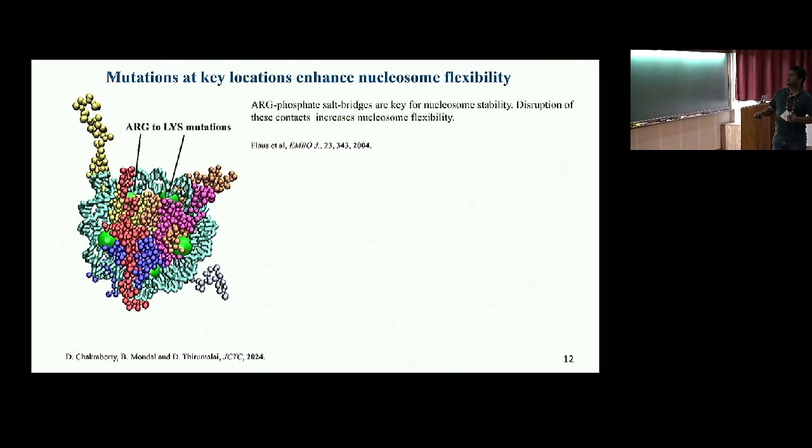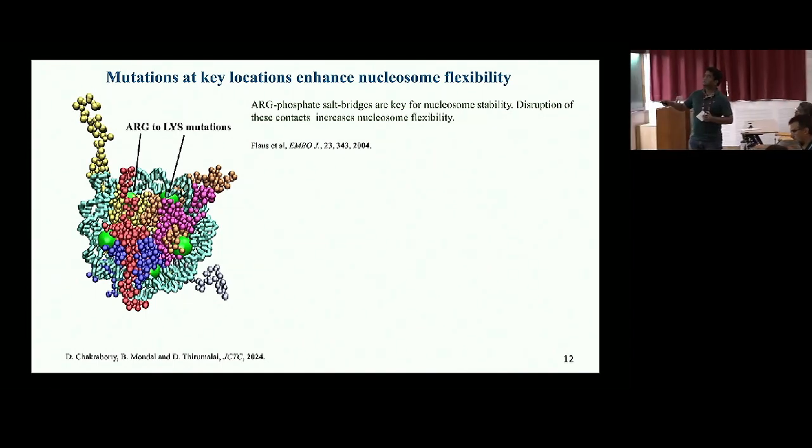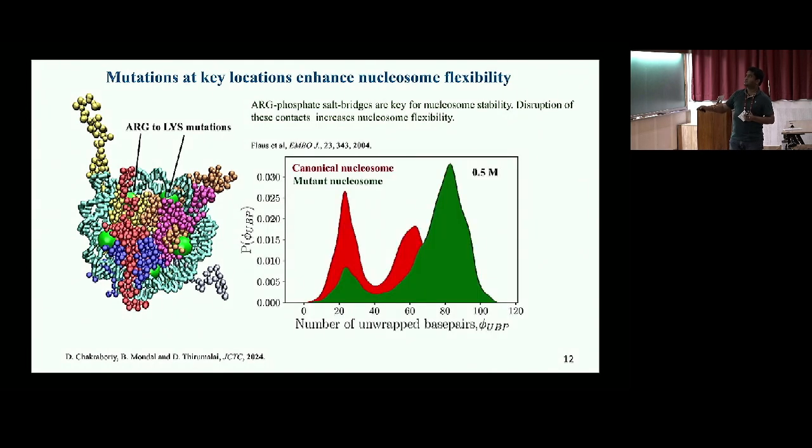Now, the other aspect we looked at is what happens if you mutate some of these residues at key superhelical locations. So we know that these arginine phosphate salt bridges are key to nucleosome stability. So what we wanted to try is what happens if we mutate some of these arginines to lysines. Interestingly, what we find is, as compared to the canonical nucleosome, so we looked at 0.5 molar, you do see more and more unwrapping. So there's a major peak that corresponds to about 90 unwrapped base pairs.